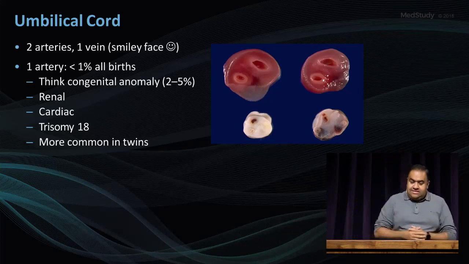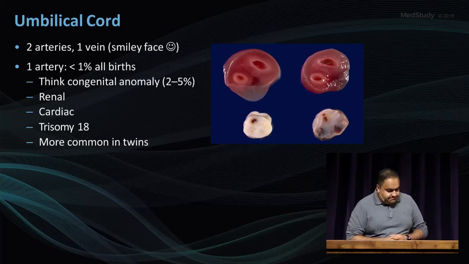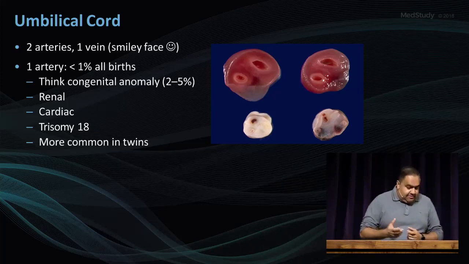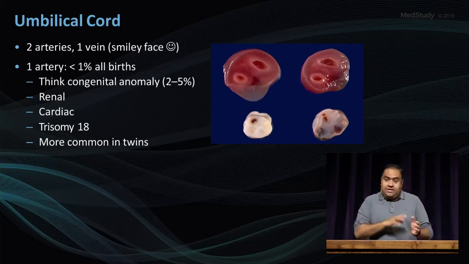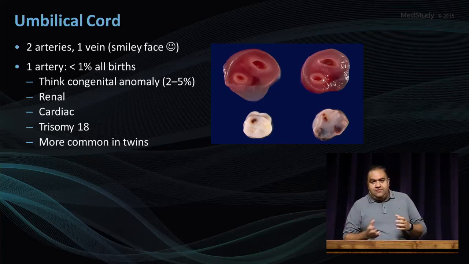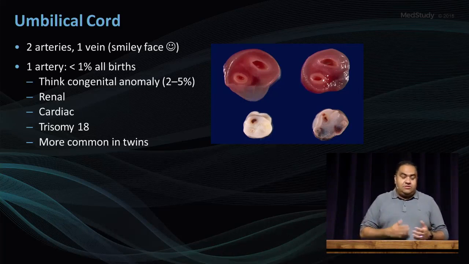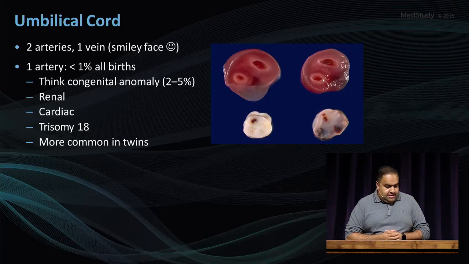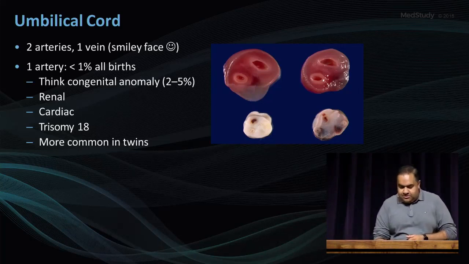All right. Sometimes you may see a single umbilical artery, and this happens in about 0.5 to 1% of all births. If you do see that, think congenital anomaly. Think trisomies. That might be causing that. It is a common malformation that's seen. It's more common in twins than it is in singletons. Usually if you have a single artery, there was a lot of talk about urogenital anomalies and renal anomalies that might be associated. The most common, trisomy 18, will have single arteries. So renal, cardiac, trisomy 18, and more common in twins.